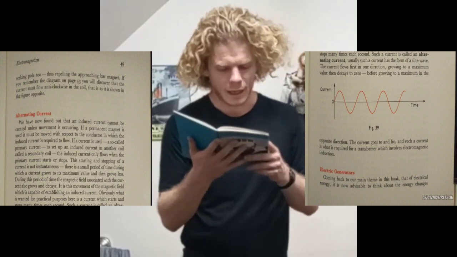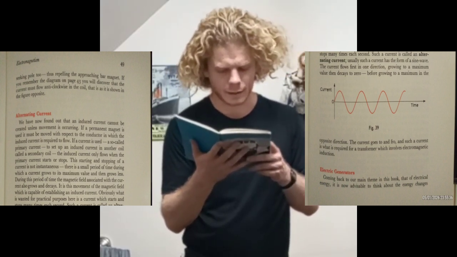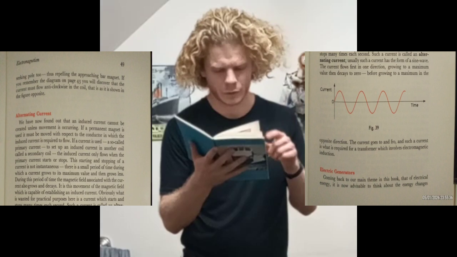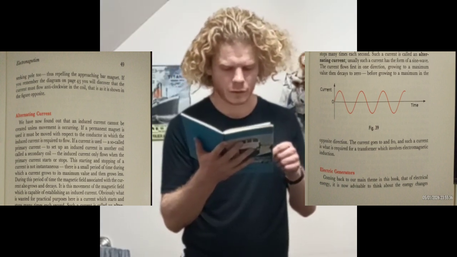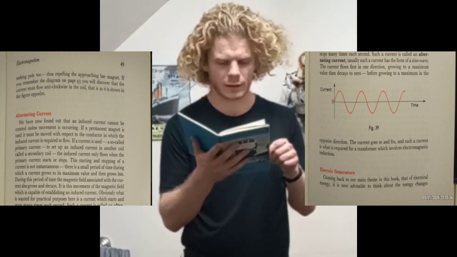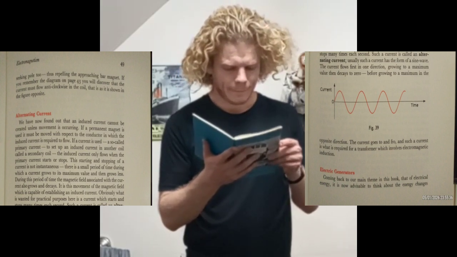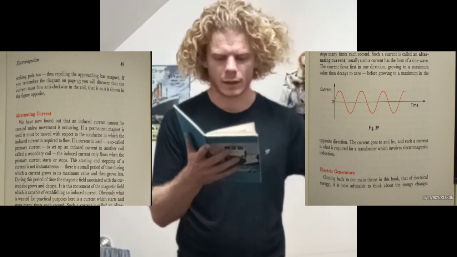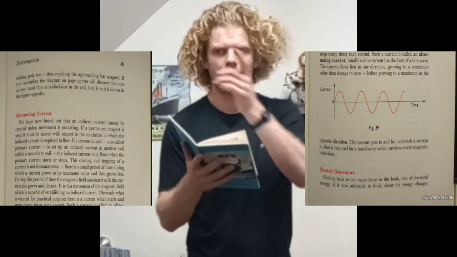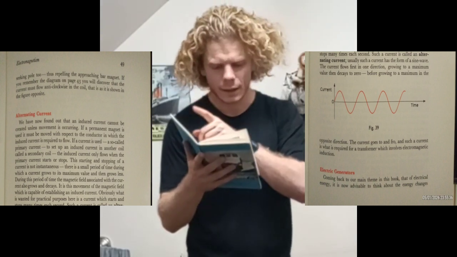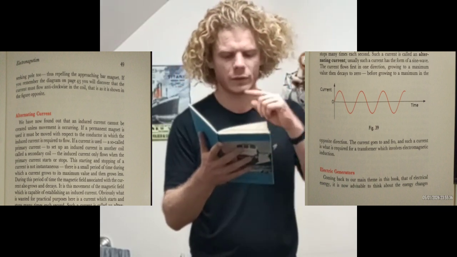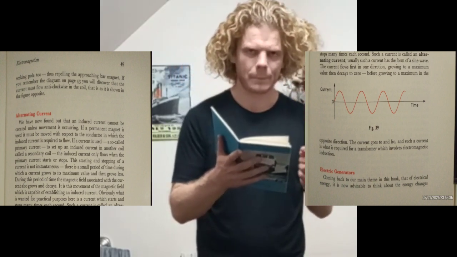First, whenever a conductor is cutting, that is moving across, magnetic lines of force, a current flows in the conductor and the circuit containing the conductor. So when these magnetic lines of force are crossed, a current flows in the circuit. But how, why? The direction of the induced current is always such as to oppose the cause producing it.